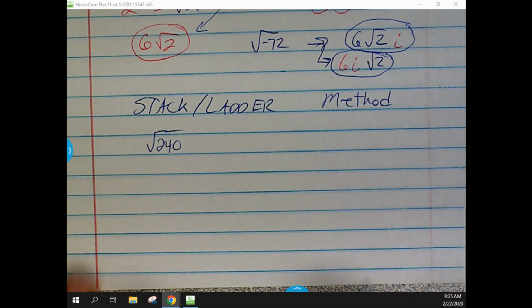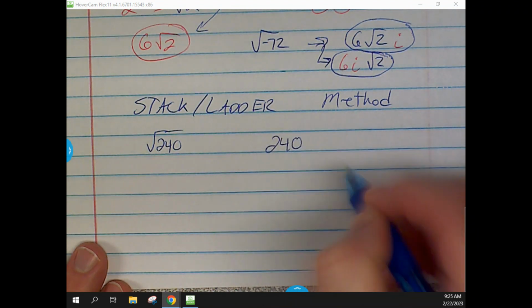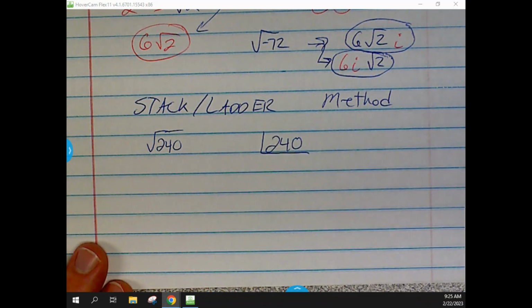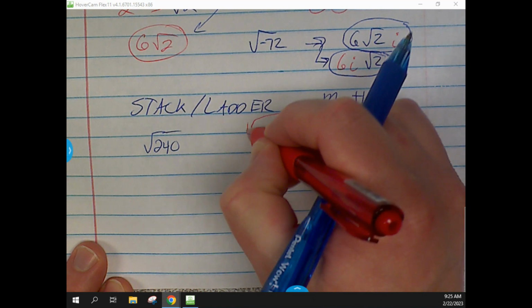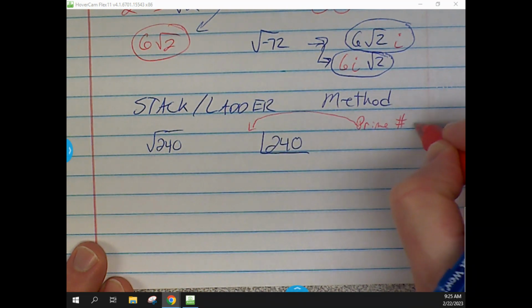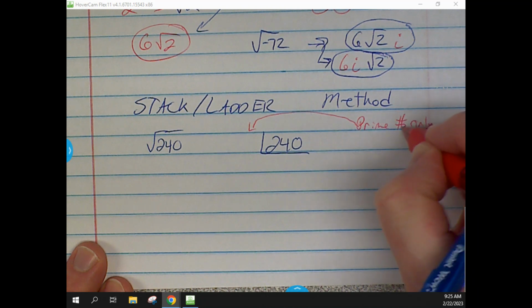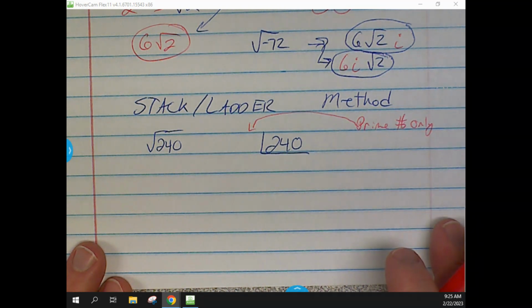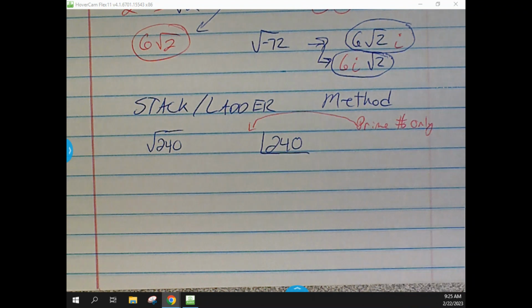Okay, so the big thing is with the stack or ladder method, go ahead and do this part like you're going to do, but do it like an upside down division. And when you divide, you can only put prime numbers that you're going to divide by. So this is dividing by prime numbers only. And I always tell people, start small. Start at 2. If it's even, you start at 2. If it's odd, you start at 3. And you just divide out as many of those numbers as you can.